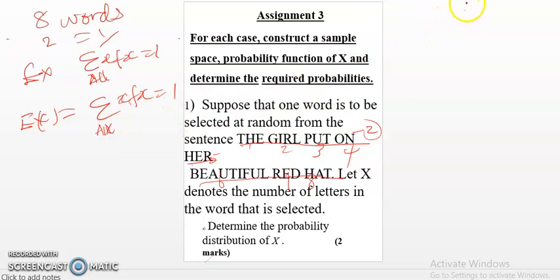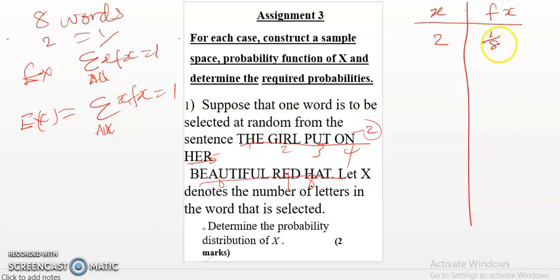Let's see what we got. We know that on has got only 2 letters, and there is only 1 such word out of a total of 8, so it simply is 1/8. We have got 3 letters. For the ones that have got 3 letters, it is 1, 2, 3, 4, 5, so it is going to be 5/8.